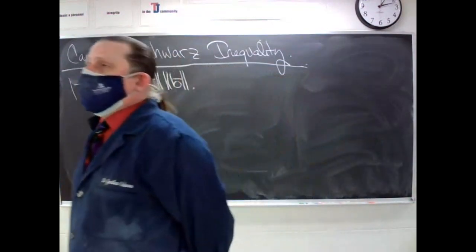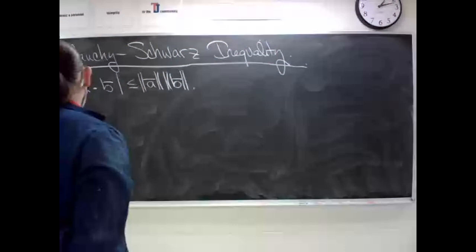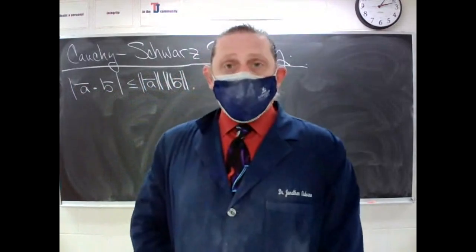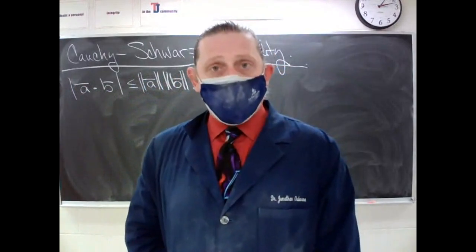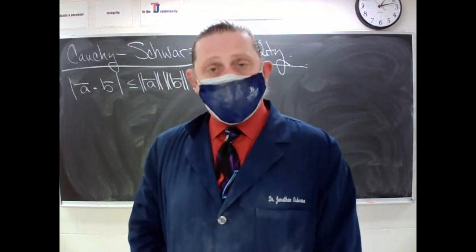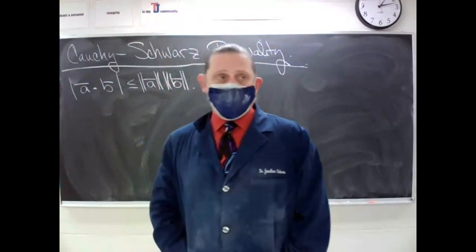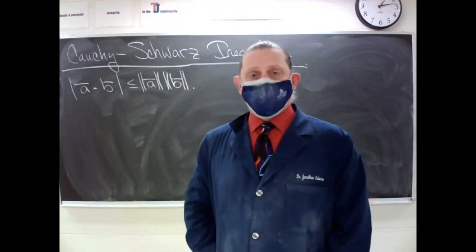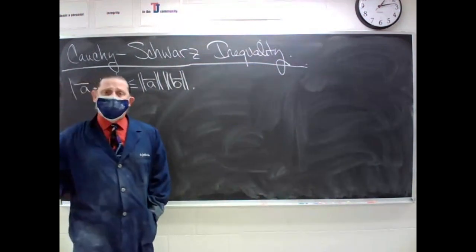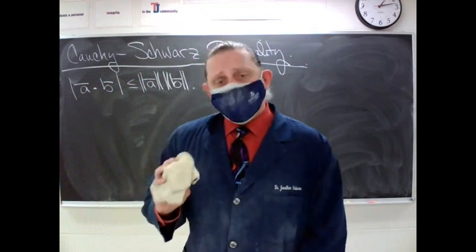Okay? This is not a very impressive inequality for the standard dot product, because we know that A dot B is the norm of A times the norm of B times the cosine of the angle between them. So all the Cauchy-Schwarz inequality would say for the standard inner product is that the absolute value of cosine theta is less than or equal to 1. Not terribly impressive. All right? However, this inequality can be generalized to work with every inner product. Let's see how.